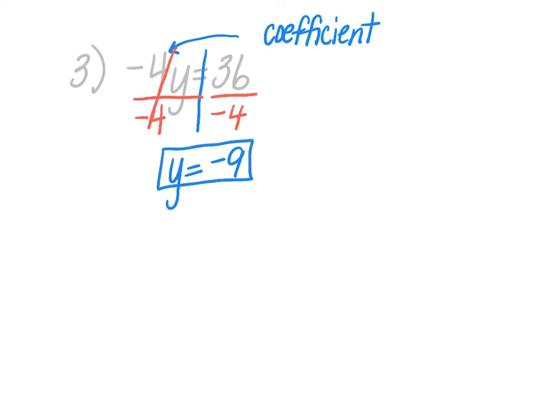So my solution is -9. And again, you could check it. If I plug in the -9 for y, I'd have -4 times -9 is equal to 36. When I multiply the left side of my equation, I get 36 is equal to 36. Because I got a true statement, then I know that my solution is -9.